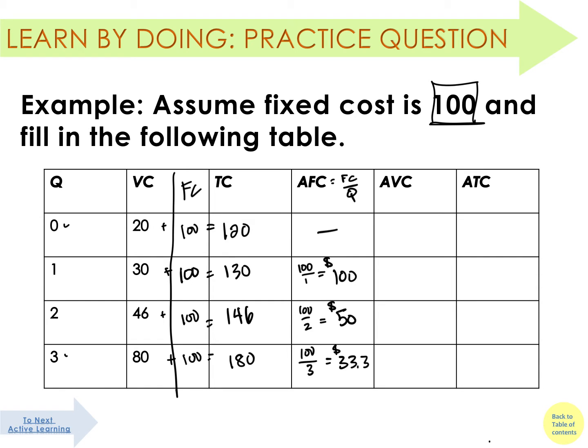Now what about average variable cost? That is variable cost divided by quantity of output. Again, can't do that with a quantity of 0. We can do that with a quantity of 1. We can do that with a quantity of 2. And we can even do that with a quantity of 3.